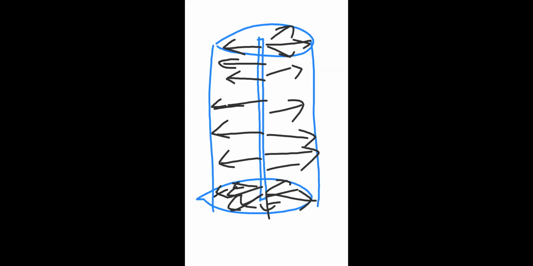If you have charges in a line, where will the electric field be? They will be going radially outwards. But what is the concept? Definitely the electric field will be perpendicular to the source producing it. Say in a cylinder, this is the axis, this is the direction of the electric field.